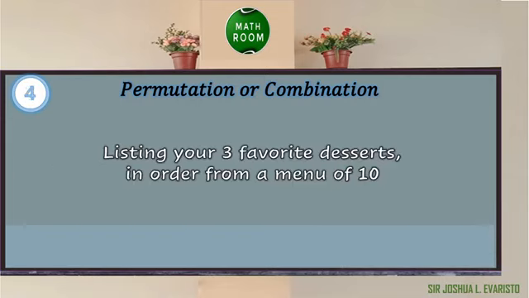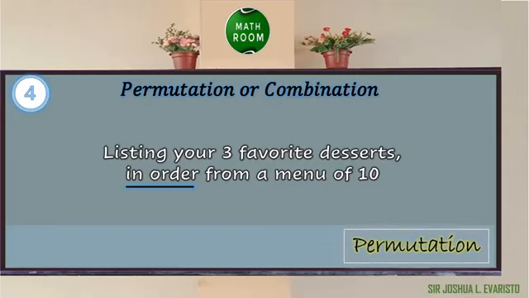Number 4. Listing your 3 favorite desserts in order from a menu of 10. The keyword used in this statement is in order, which means order matters. Thus, we have a permutation statement. To solve this, we have permutation of 10, 3, since there are a total of 10 and we will list 3 in order.